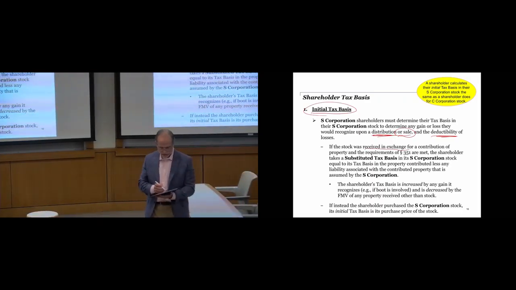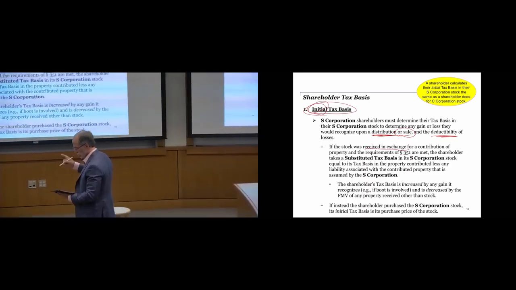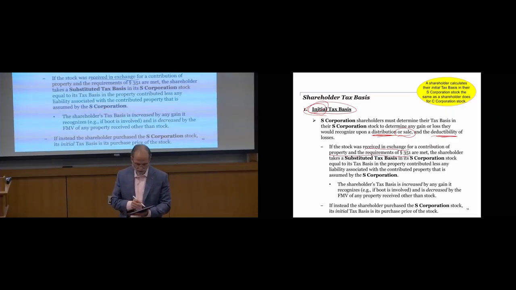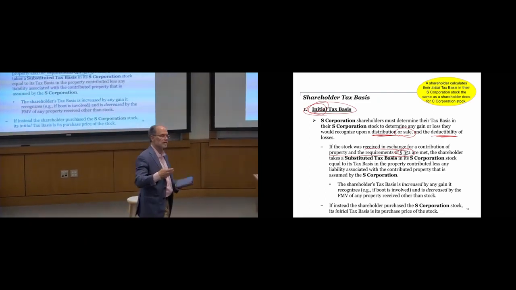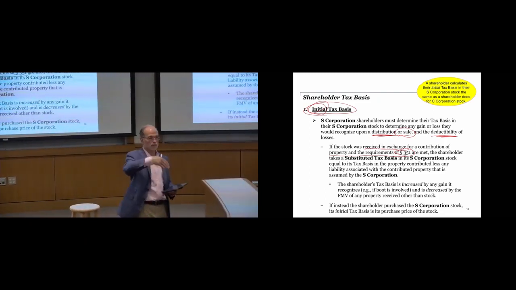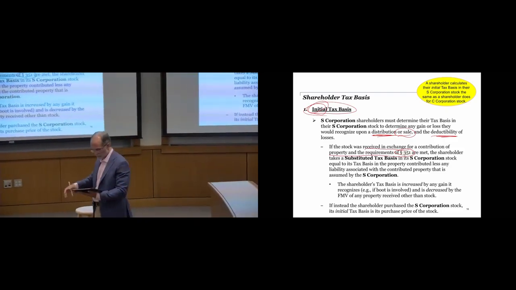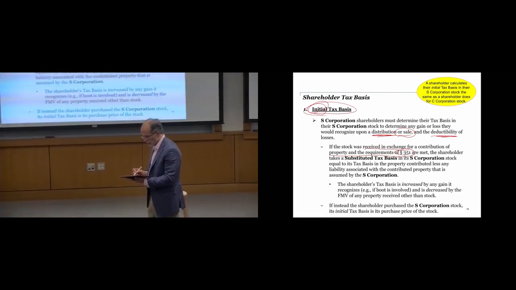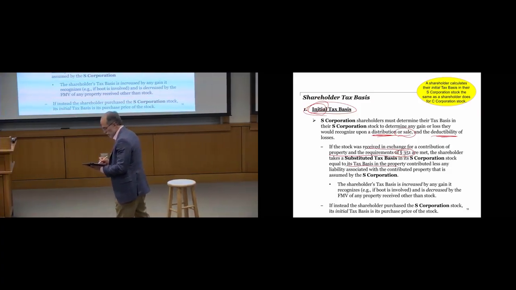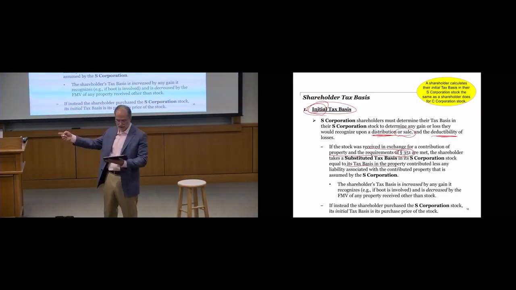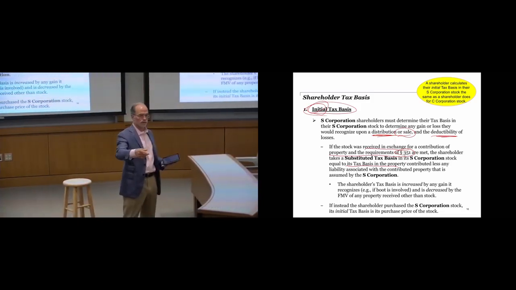So, we're talking about our initial stock basis. If the stock was received in exchange for the contribution of property and the requirements of 351 are met, the shareholder takes a substituted basis in its S corporation stock. Right? I substitute the basis of the property I contributed, and it becomes my basis in the stock that I received in the S corporation, equal to its tax basis of property contributed, less any liability associated with the contributed property that's assumed by the corporation, which is the same result in the C corporation setting.